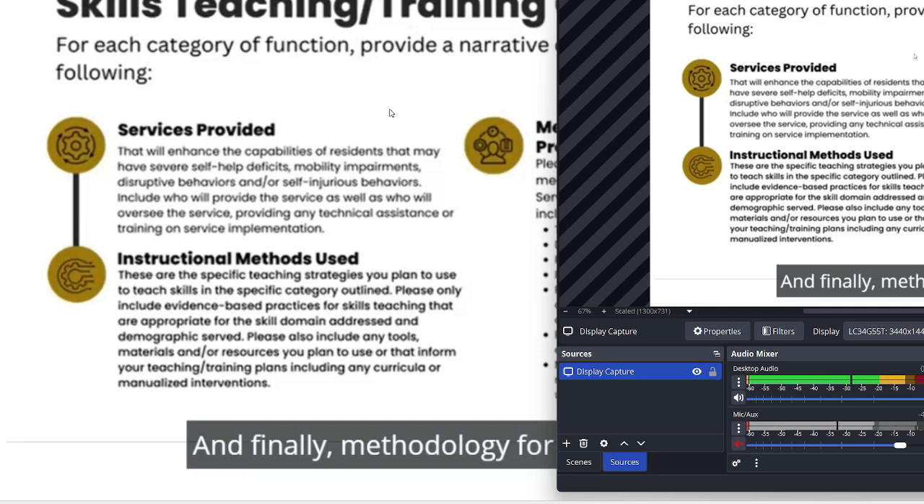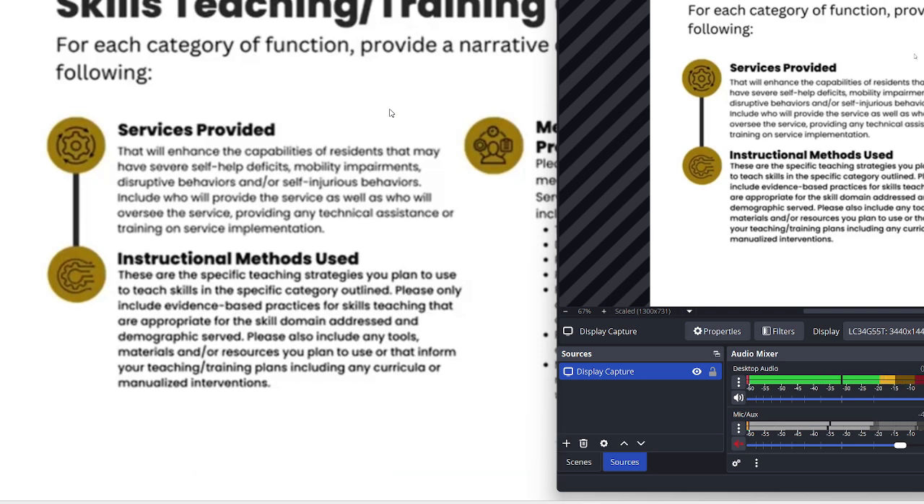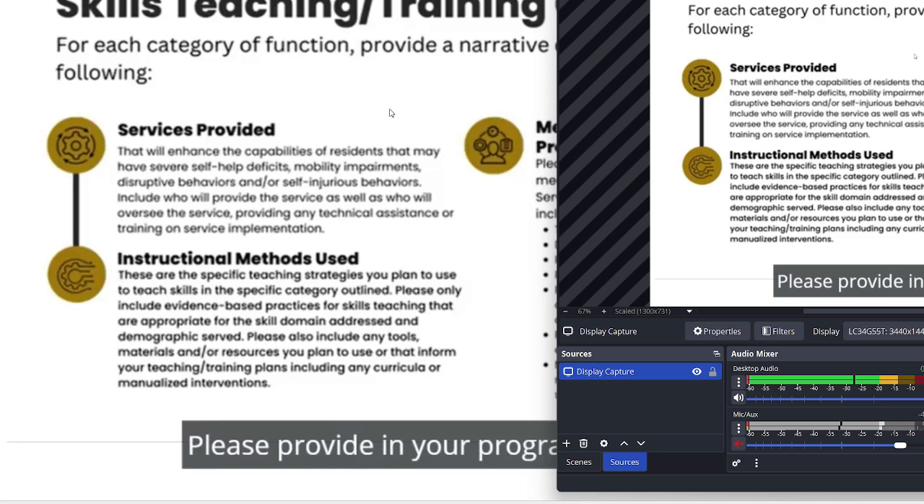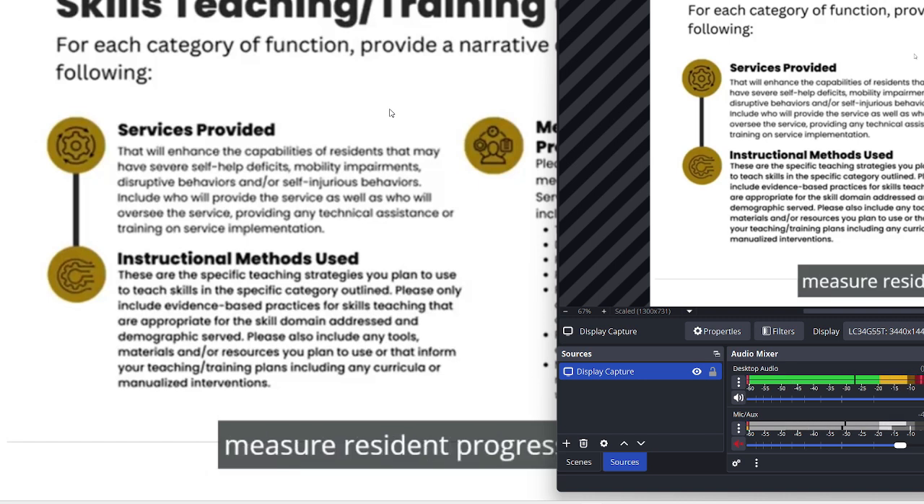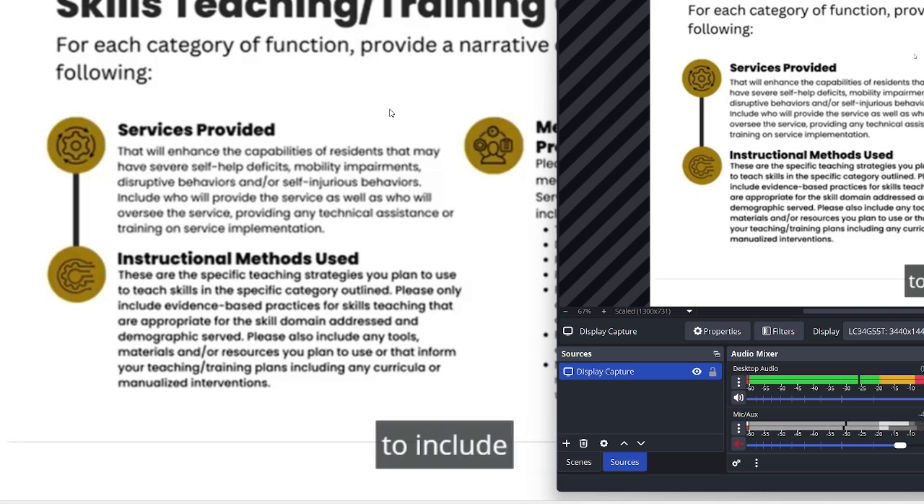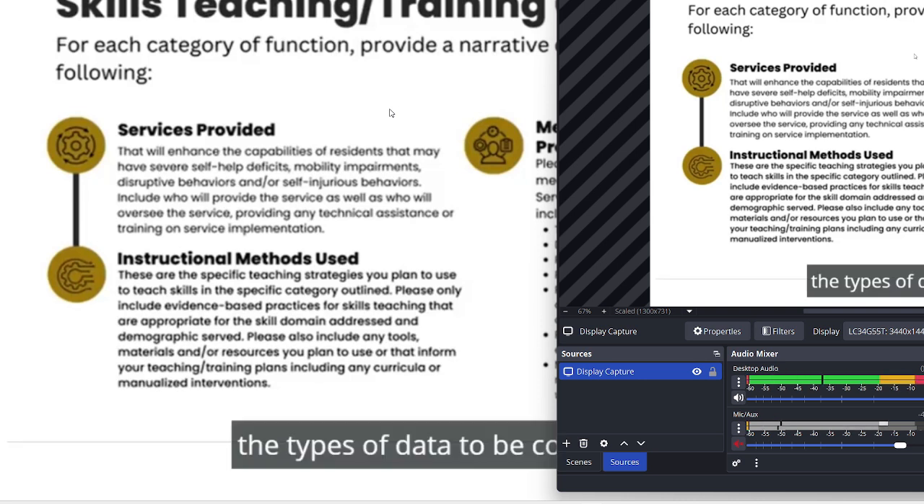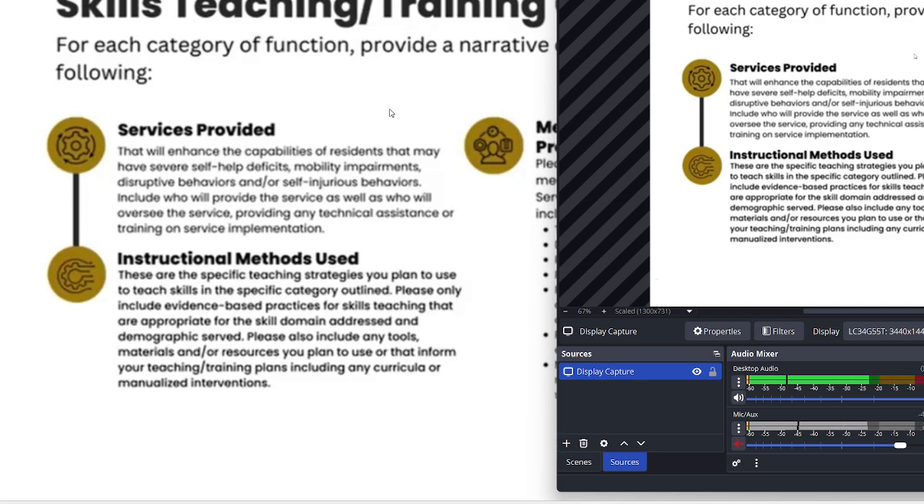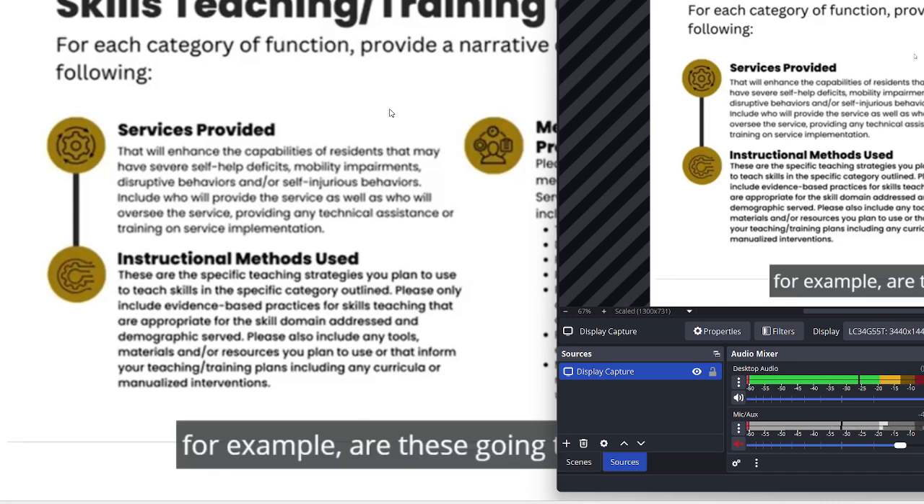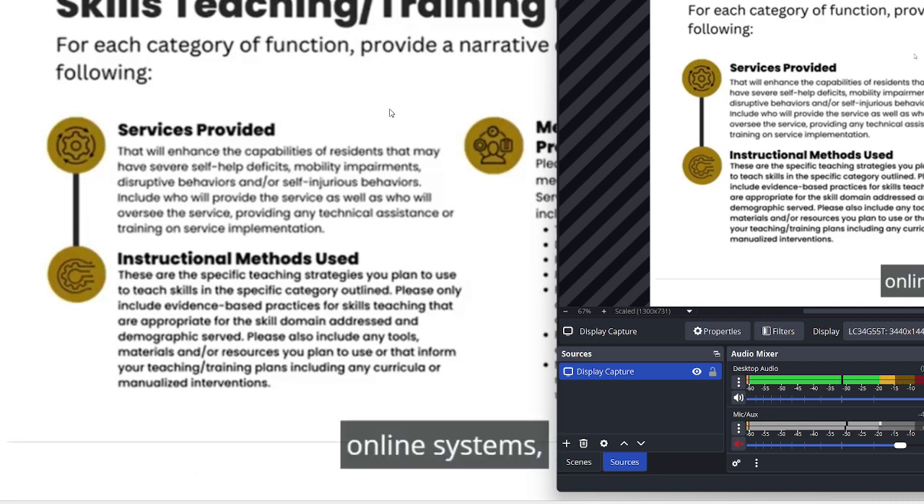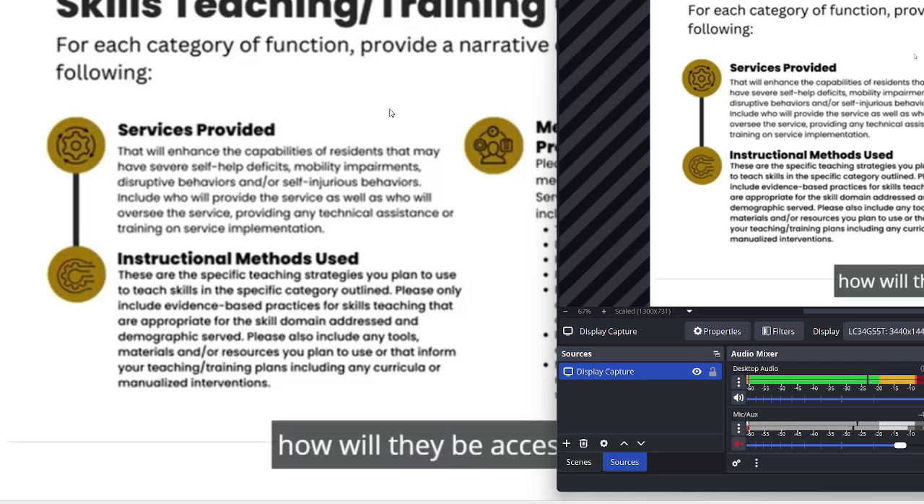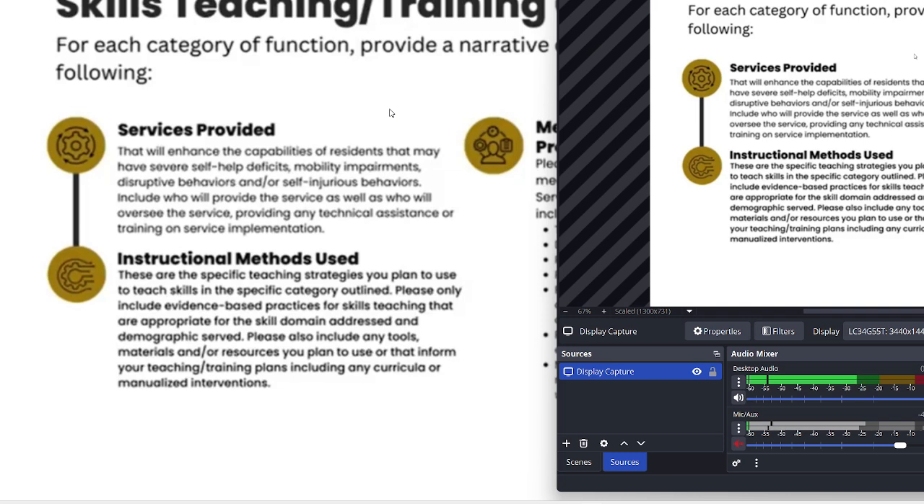And finally, methodology for measuring progress. Please provide in your program design a detailed description of how you plan to measure resident progress toward individual service plan goals across skill domains, to include the types of data to be collected, your data collection systems. For example, are these going to be paper, online systems? How will they be accessed?